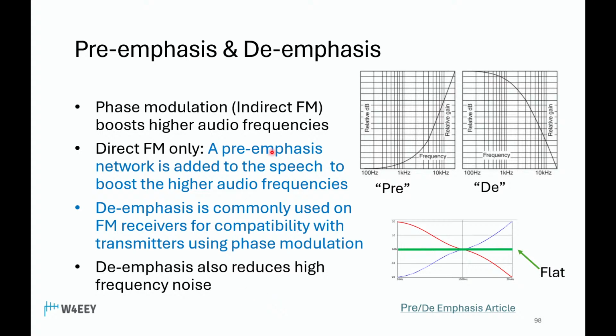But because the indirect or phase modulation is so much easier to do, that's usually the mechanism that's used in our FM transmitters, think 2 meters primarily. So with that, let's move on to detectors and demodulators.